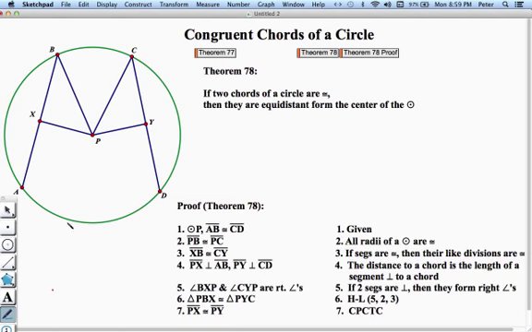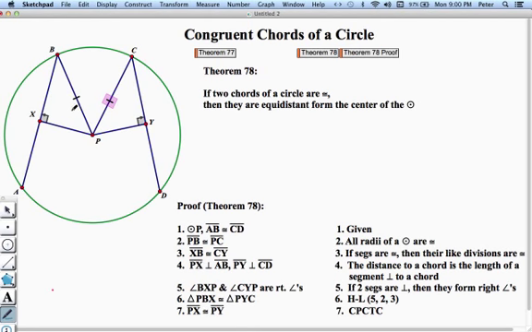Okay, we're given circle P, and we know that the chords AB and CD are congruent. Of course, PB and PC are congruent because they're radii of the circle. Now, since this is the segment measuring the distance from the chord to the center of the circle, by definition, those have to be perpendicular. The chord and the line from the center have to be perpendicular, so those are right angles.